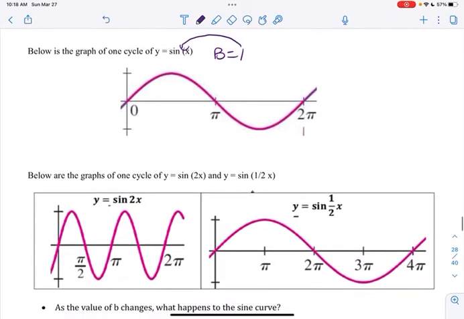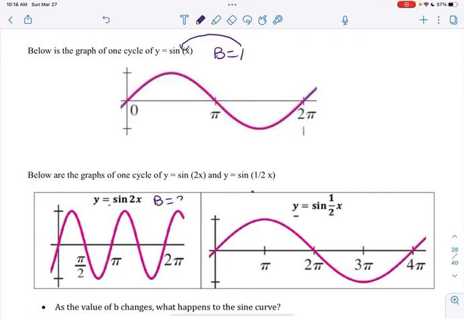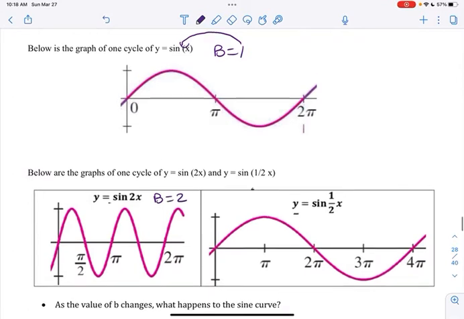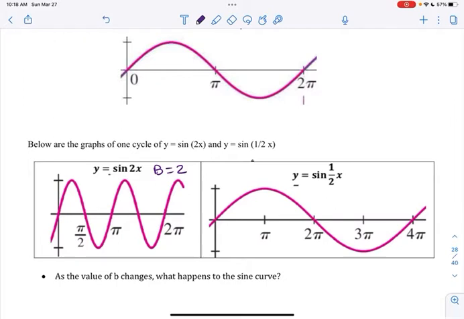All right? Below, I have the graphs for one cycle of y equals sine of 2x and y equals sine of 1/2 x. So in this particular one, B is 2. You can see when B is 2, I actually have 2 complete cycles. I have one complete cycle between 0 and pi, and then a second cycle between pi and 2 pi. So when I have that coefficient of 2, I have 2 cycles between 0 and 2 pi.